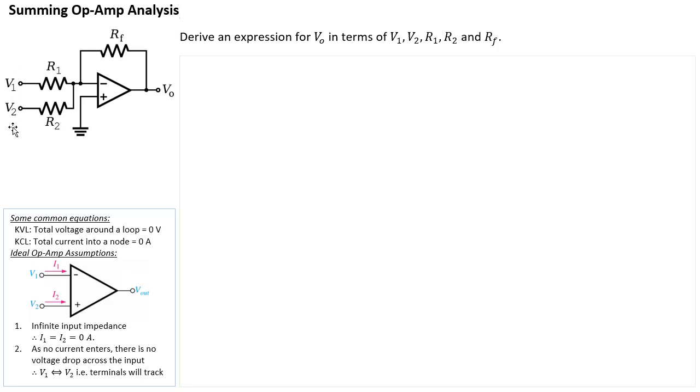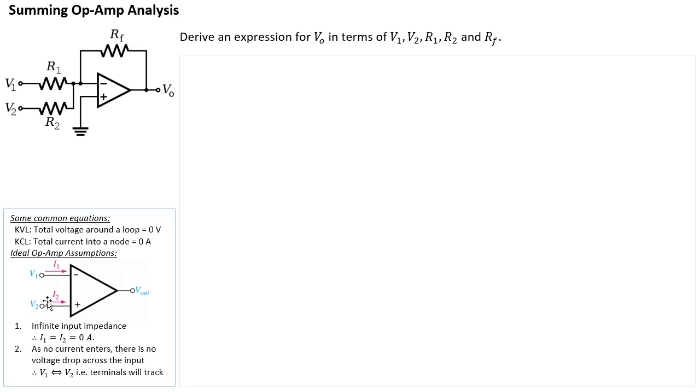And as always, just a reminder of the assumptions that we are going to make in terms of how we analyze an op-amp. The first one is, of course, that there are no currents going into a terminal because of the infinite input impedance inside the terminal, so no currents are going in. And the second one is that the node voltages V1 and V2 will track each other. So whatever V1 is, that's what V2 is going to be. Whatever V2 is, that's what V1 is going to be.